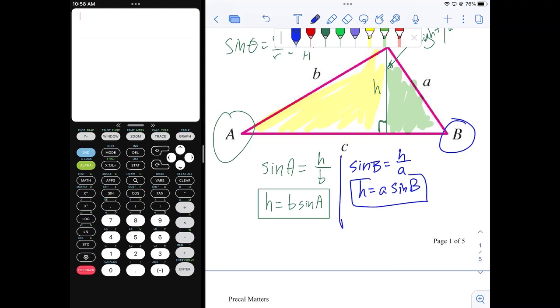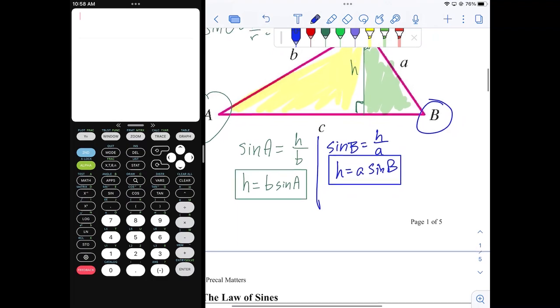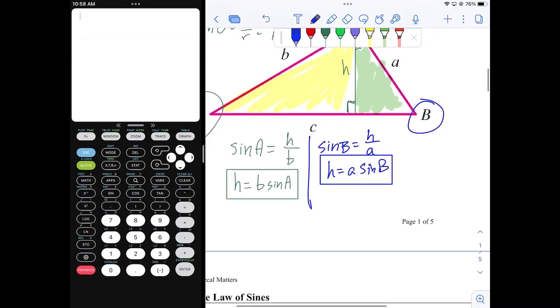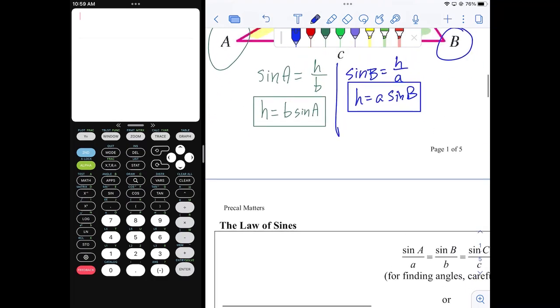And now I have this one. Well, what next? If I have something equal to H and I have something else equal to H, what can I say about the something and the something else? They're equal to each other. Absolutely, right? If 2 equals 3 and 3 equals 5, 2 must equal 5, right? Not really, unless you count those as variables. So consequently, we get b sine of A equals a sine of B.